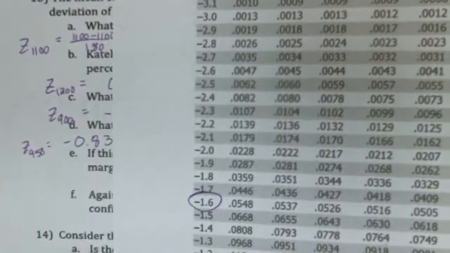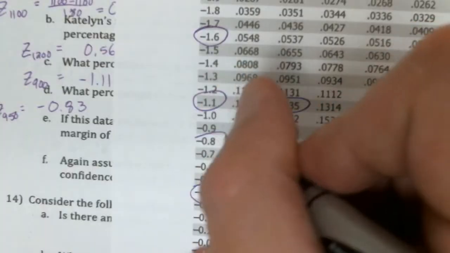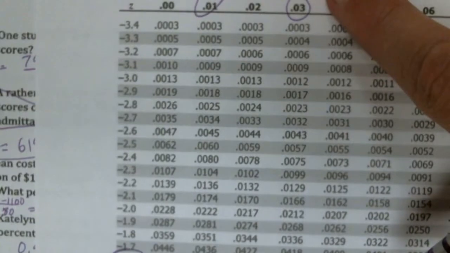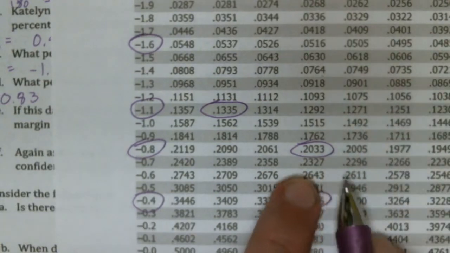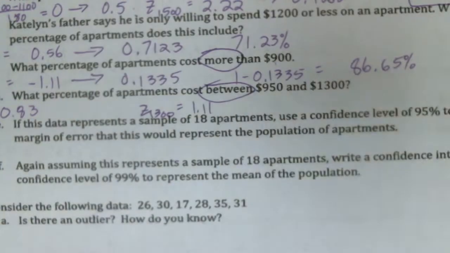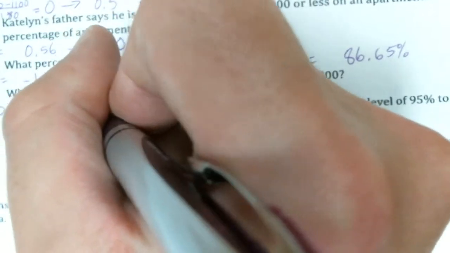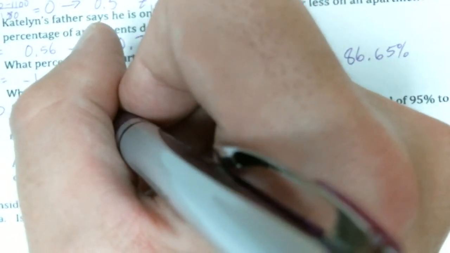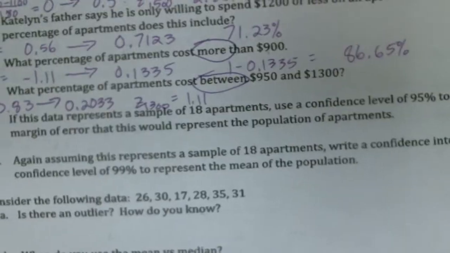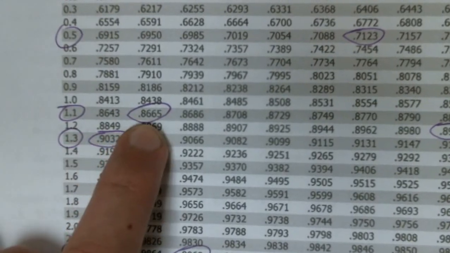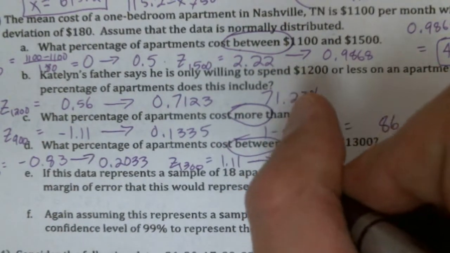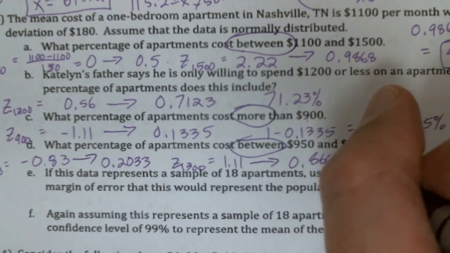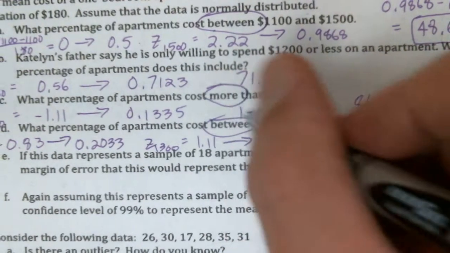Okay, so I'm going to the negatives. I want negative 0.83. Okay, there's negative 0.8. And then I've got to match that with 3. So come down here. That's going to match up with that guy right there, 0.2033. It's about 20%. And then the z-score for the 1.11, I think we already did this, didn't we? Yeah, that's this guy right here. We already did that, 0.8665.